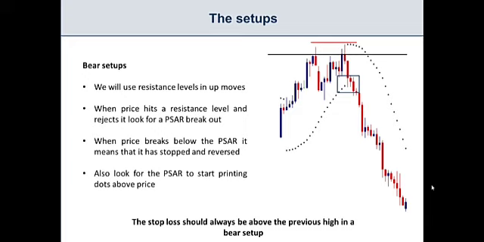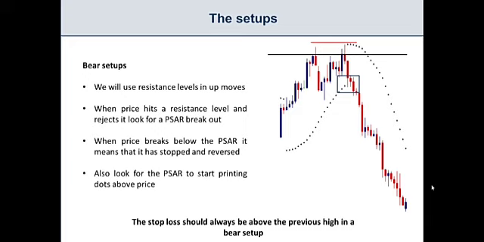So these setups that we are going to be looking for with the Parabolic SAR are always going to be at serious and conflicted areas. This means that in an up move, we are going to be looking at a trend exhaustion at a resistance level and a Parabolic SAR breakout, and for the Parabolic SAR to start printing dots above price so that we can confirm the stop and reverse. And on the opposite side, on a bull setup, we are going to be looking for downtrend exhaustion at a support level and a Parabolic SAR breakout.